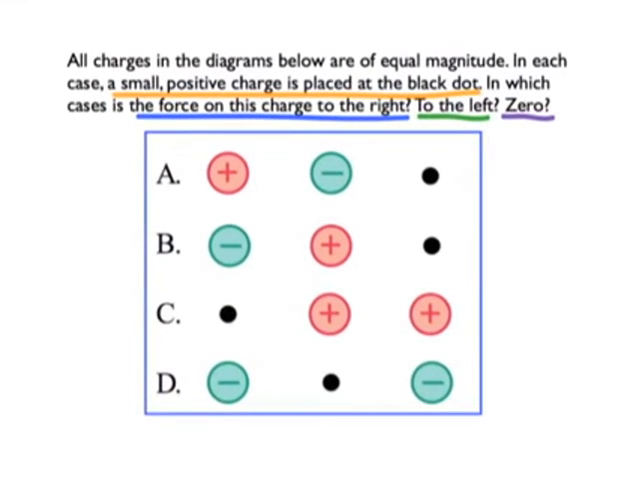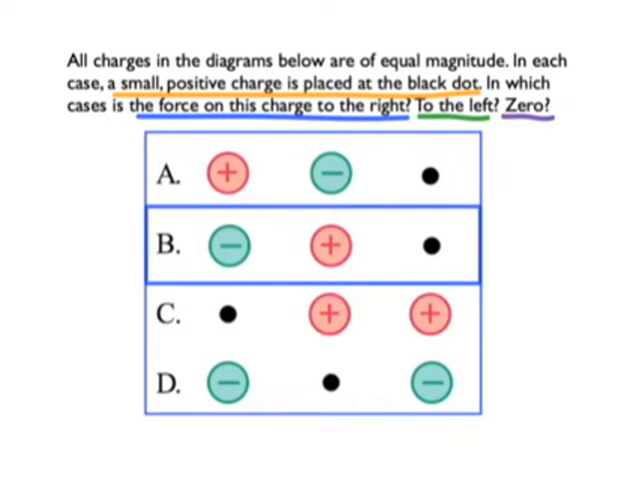Okay, which one is to the right? Which one or ones is to the right? B. Because think about it. This is a small positive charge. There's a force from this charge on it. Which way does it point? To the right. There's a force from the negative charge which points to the left.